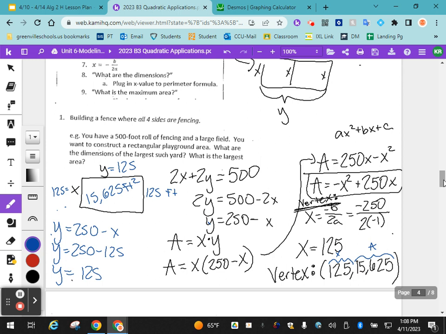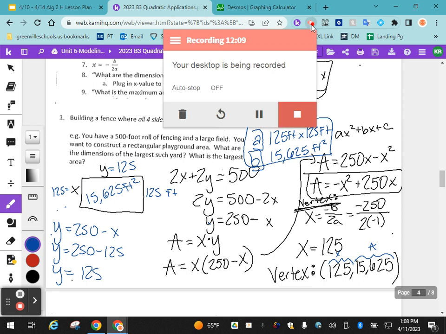So my answer is, what are the dimensions? My dimension is 125 feet by 125. And what is the largest area? 15,625 feet squared. So the first one is your dimension.